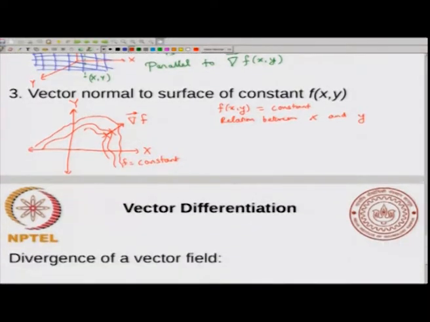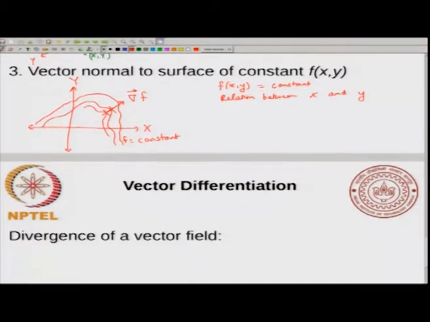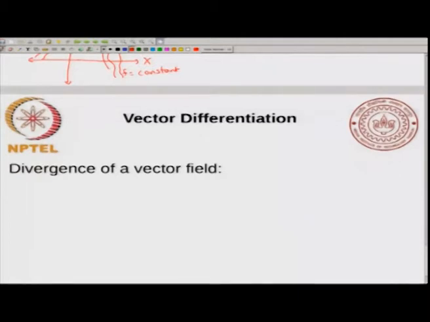Okay. Now, the next object that we will define is called the divergence. And the divergence is defined with respect to a vector field. So, suppose you had a vector field, I will just say V of x y z. Then the divergence of a vector field is denoted by the nabla dotted, this is a dot product, into V.